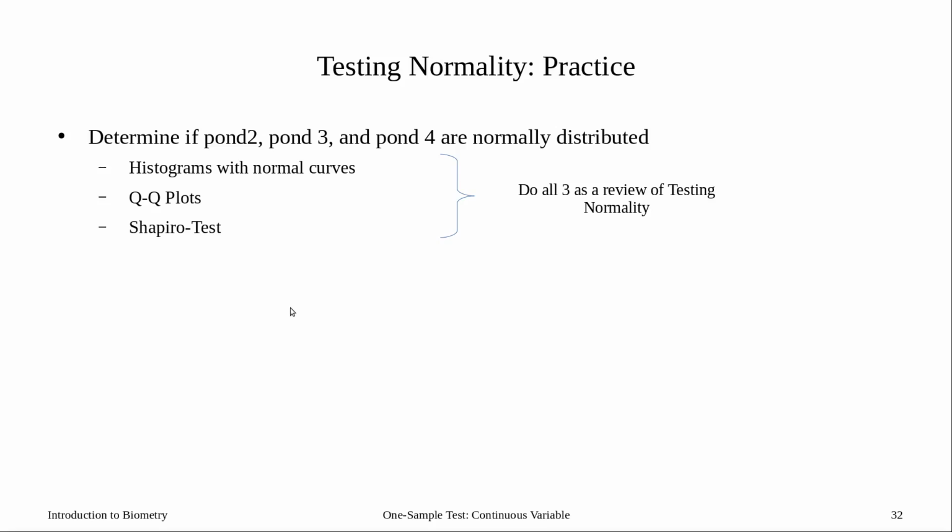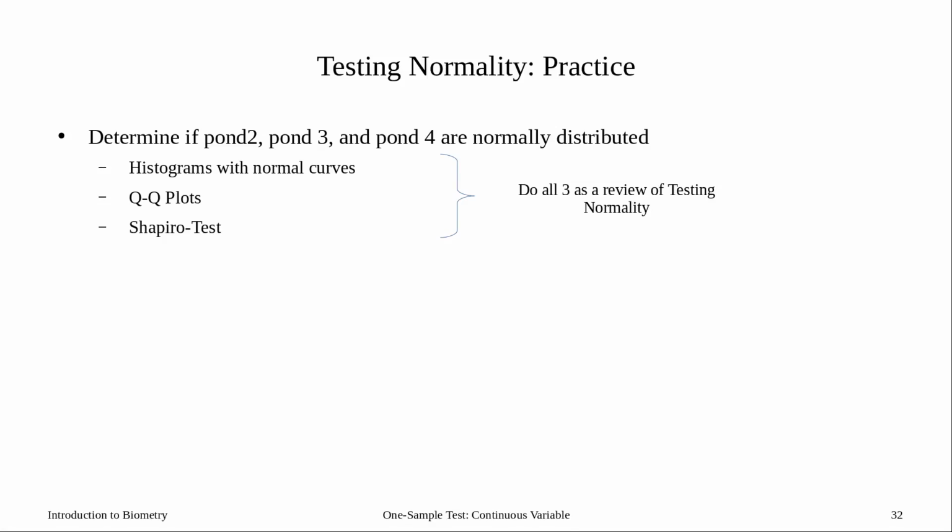Alright, so we're going to just test normality for practice. We're going to rely on the quantile plots to assess normality. But if you want, you can do histograms with normal curves and Shapiro-Wilks test just for practice. From this point on, I'm only going to do the quantile plots. So pause the video and determine if pond 2, pond 3, and pond 4 data are normally distributed. I'll note pond 4 has missing data, so it has NAs. So if you get an error, you may want to go back and think about how you might be able to remove missing data before you generate your quantile plots.